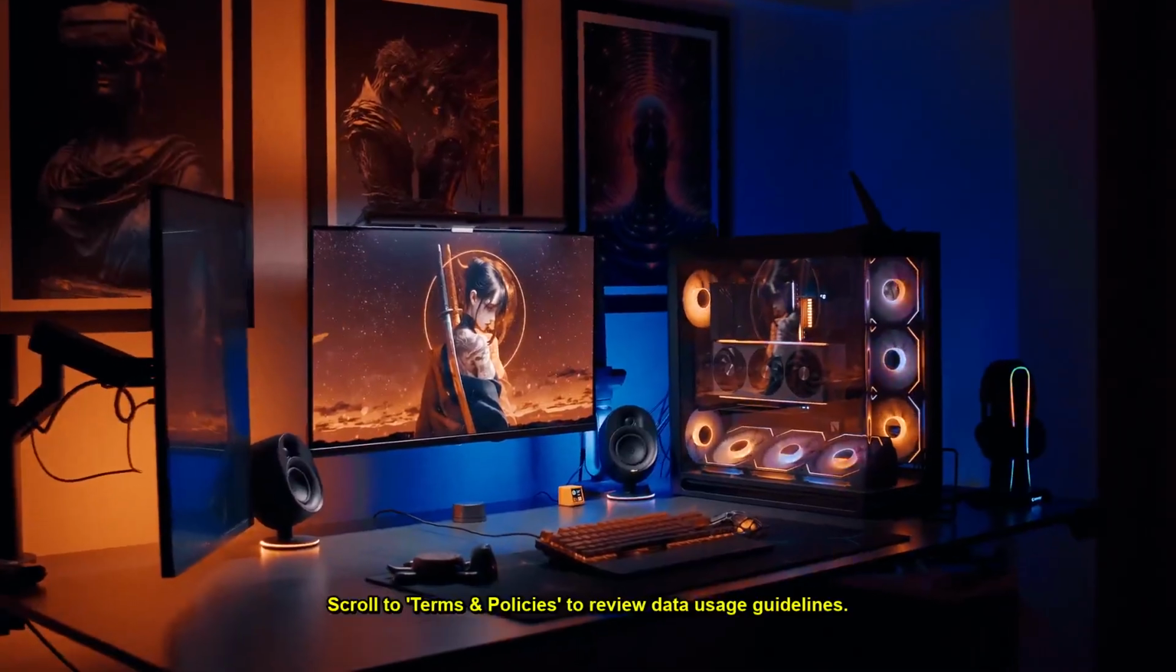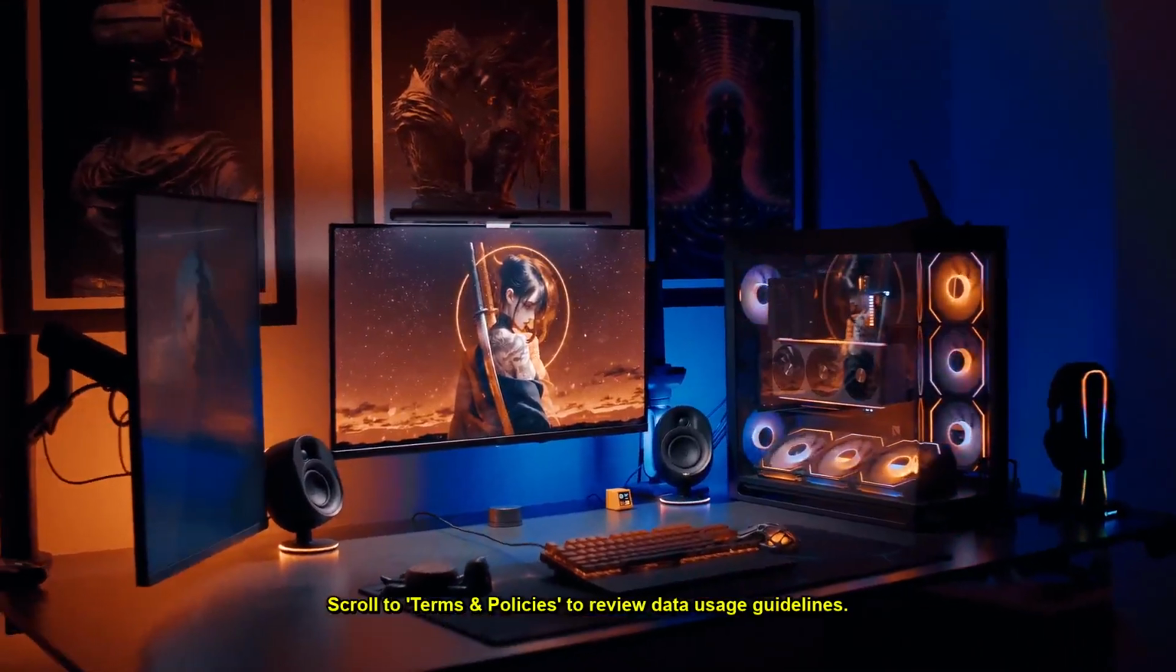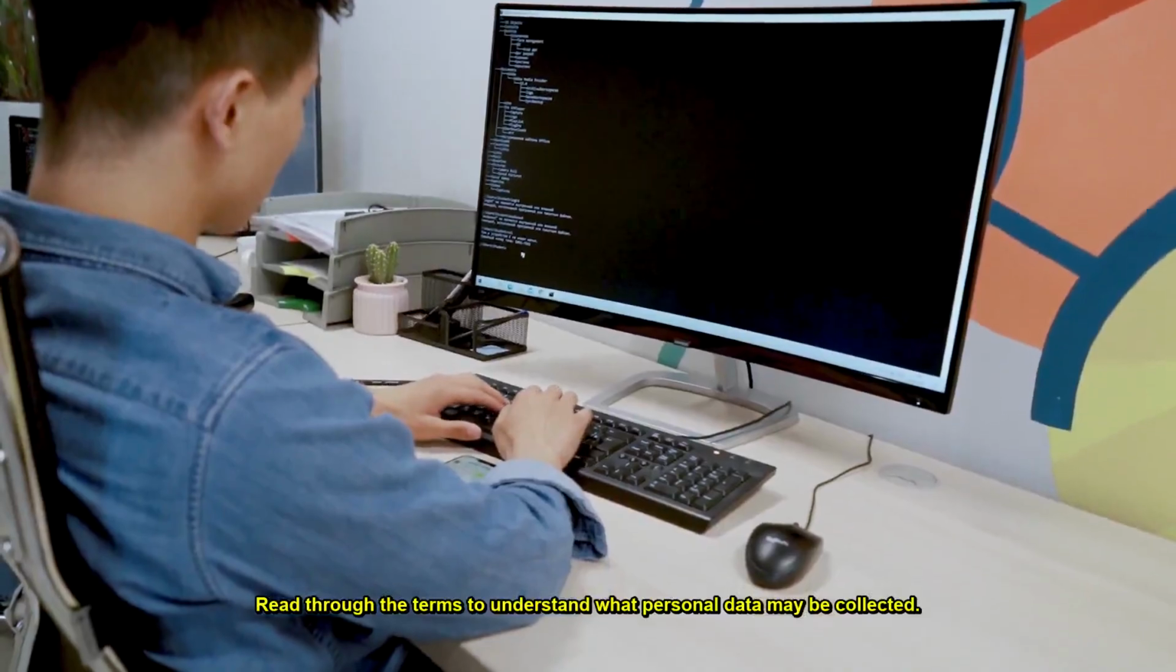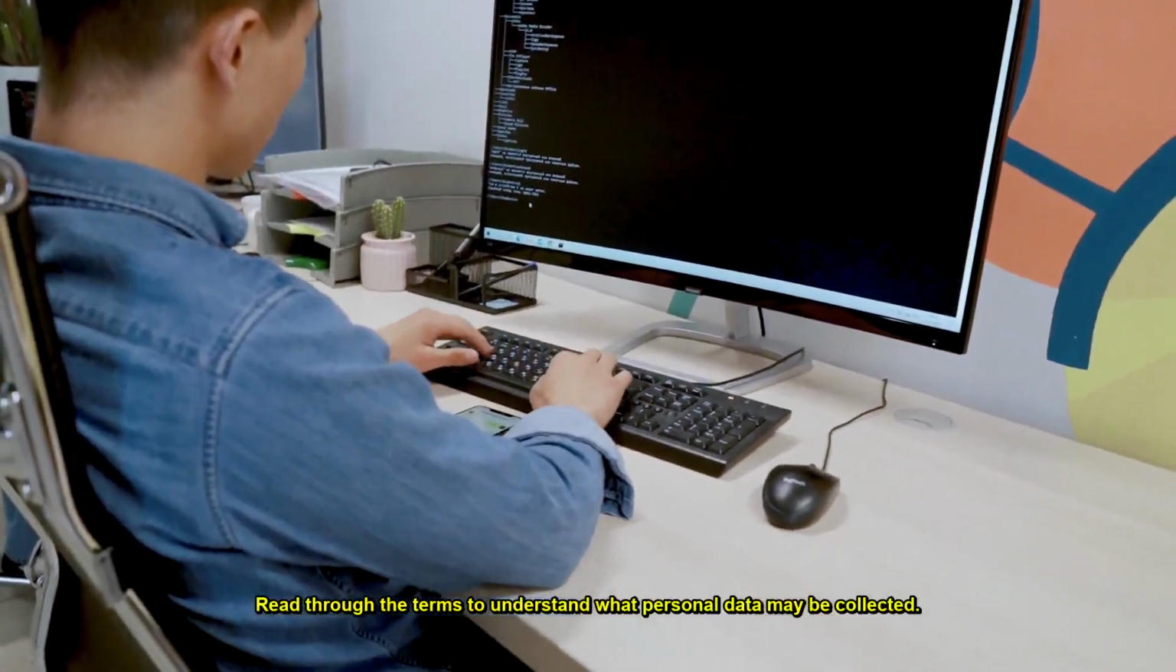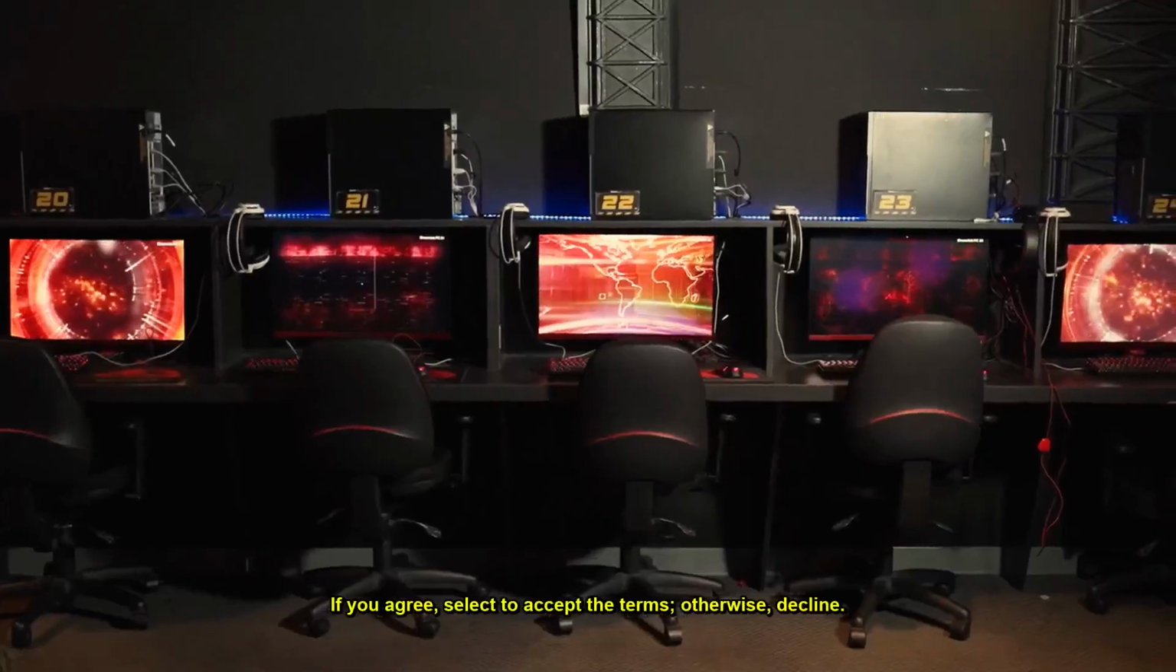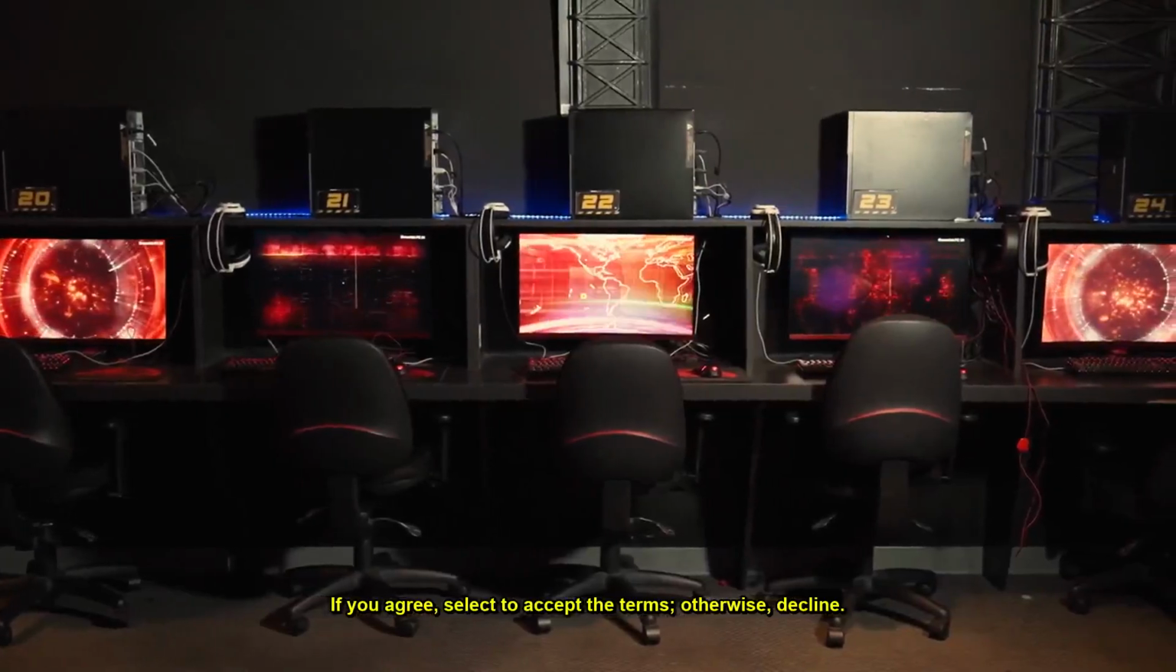Scroll to terms and policies to review data usage guidelines. Read through the terms to understand what personal data may be collected. If you agree, select to accept the terms, otherwise, decline.